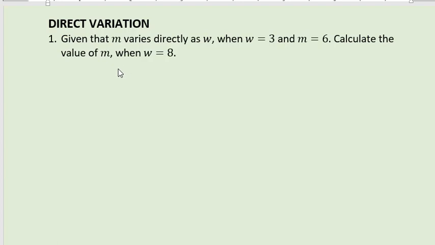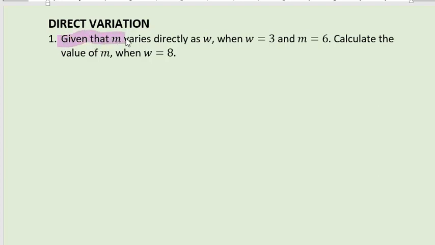We'll have a question here. Given that m varies directly as w, when w equal to 3 and m equal to 6, calculate the value of m when w equal to 8. We'll have a whole lot of information and things happening here. At first, let's take this.